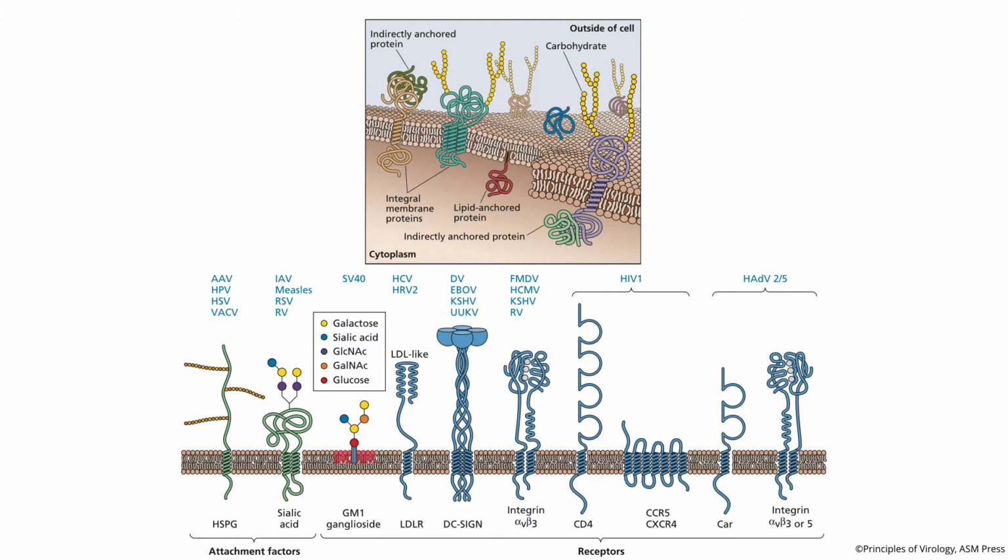Here are some examples of cell surface receptors for viruses. Now at the top is a model of the plasma membrane of a mammalian cell, and you probably know that it is a lipid bilayer composed of polar phospholipids. And within that bilayer are a variety of different kinds of proteins. There are integral membrane proteins that cross the membrane, and they have extracellular and intracellular domains on them. You have lipid-anchored proteins that may be on one side of the membrane or the other. They typically don't traverse the membrane.